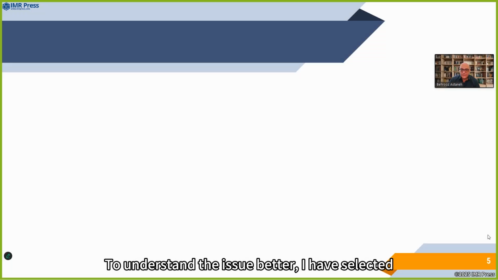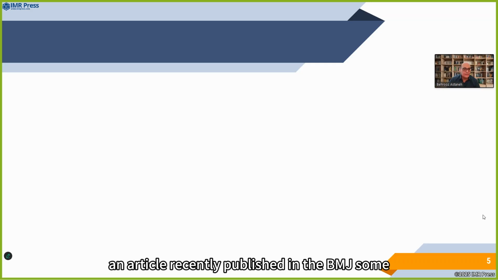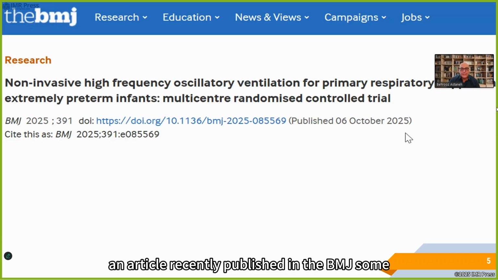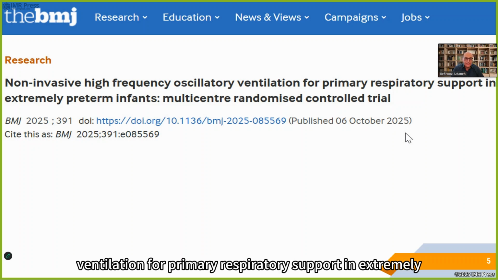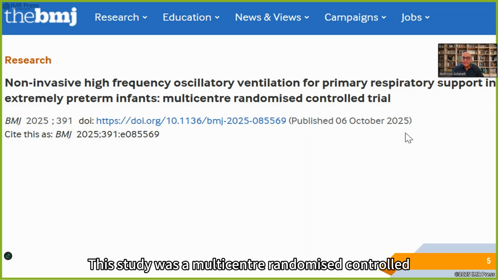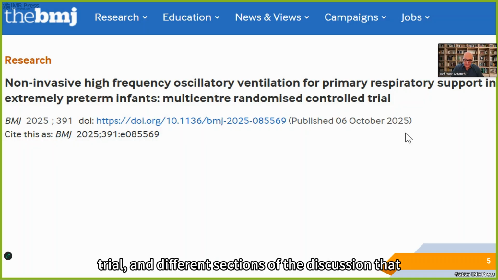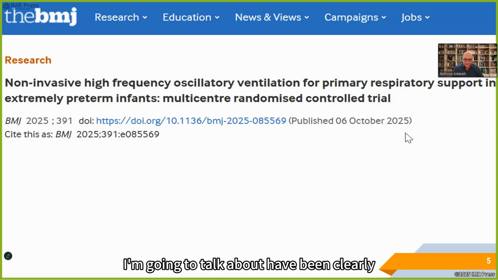To understand the issue better, I have selected an article recently published at the BMJ some months ago about non-invasive high-frequency oscillatory ventilation for primary respiratory support in extremely preterm infants. This study was a multi-center randomized control trial, and the different sections of the discussion that I'm going to talk about have been clearly reported in this study, and this study can be a very good example to show you how to write different sections of your discussion.